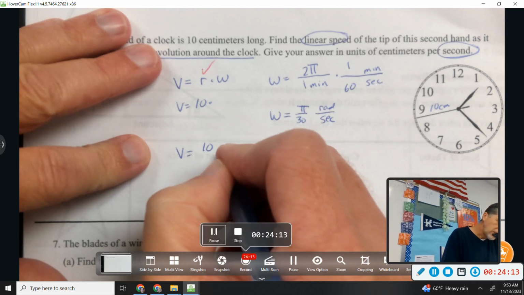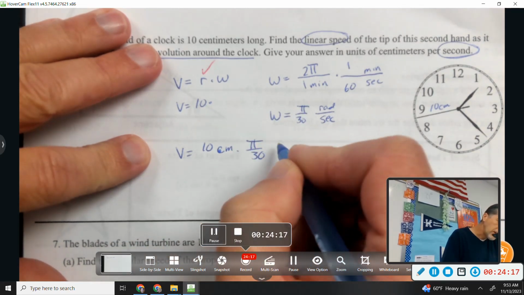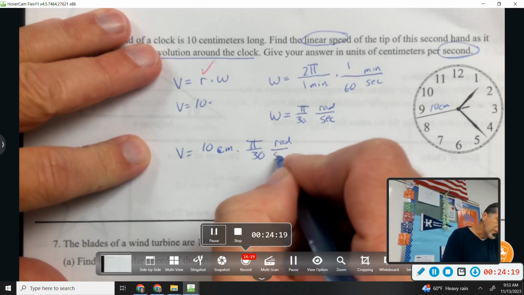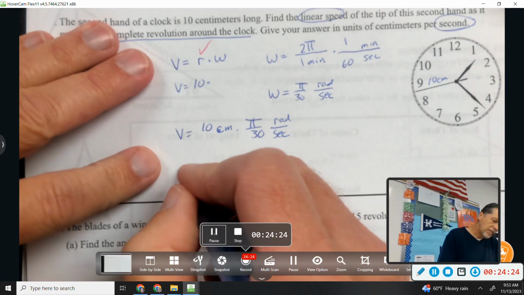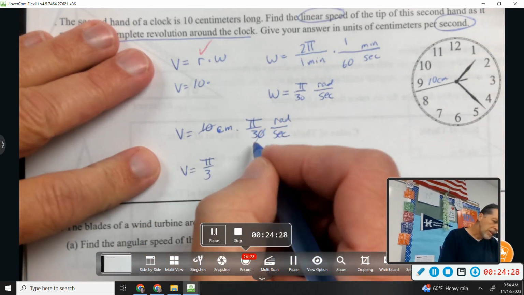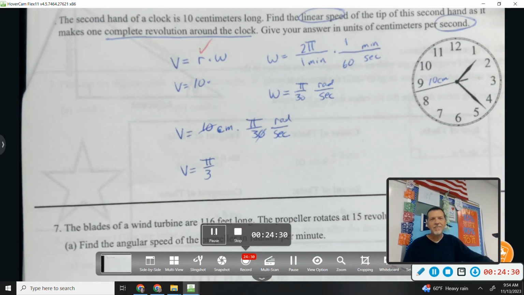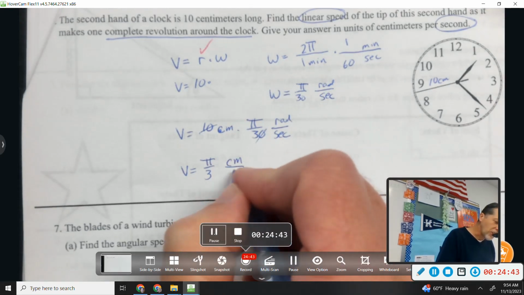So 10 centimeters times pi over 30. I'm going to keep writing it to show you what happens if you keep it in there. So my answer is pi over 3. But what's my units? So do I include the radians or not? Right, I don't because the radian is a non-unit and it really wouldn't make sense to include it here. So just centimeters per second.